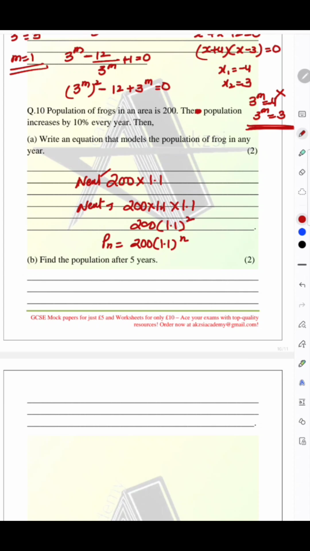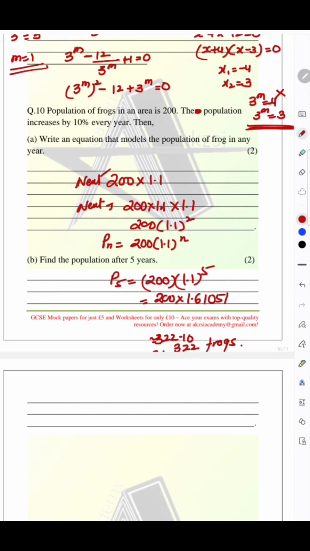Now find the population after 5 years. So for the 5th year, I just need to put 1.1 to the power of n, which is 5 in this case, which will give the answer as 200 times 1.61051, which is approximately 322.10. So approximately 322 frogs. That will be the population after 5 years.